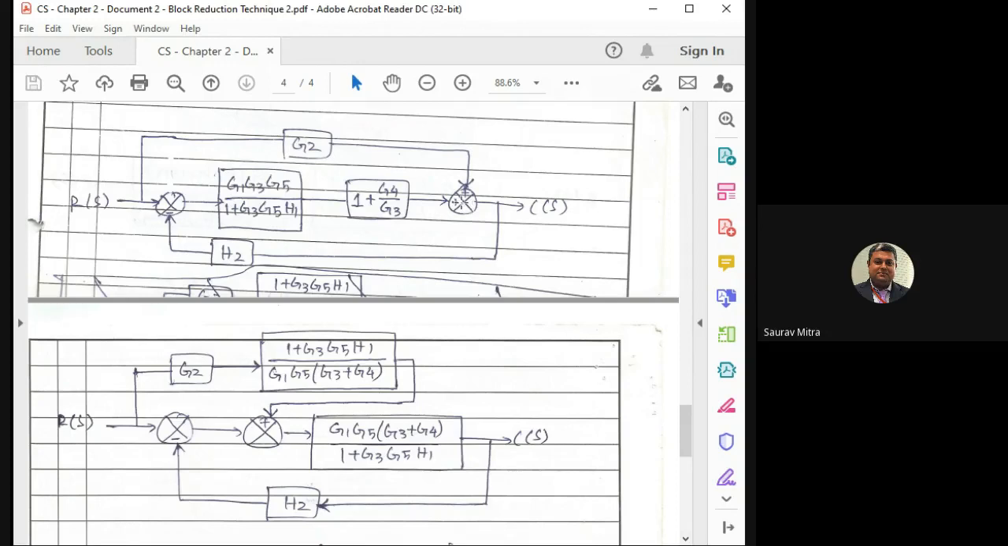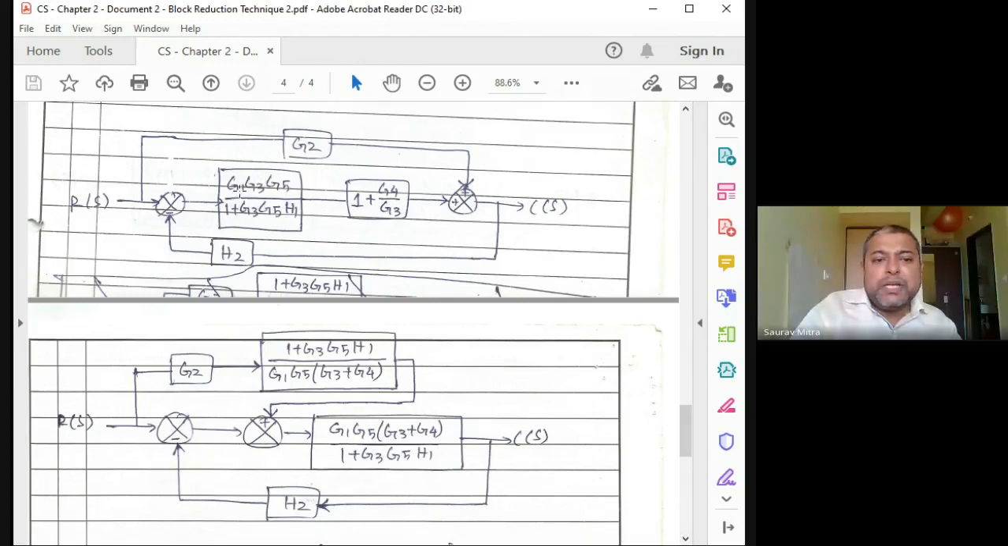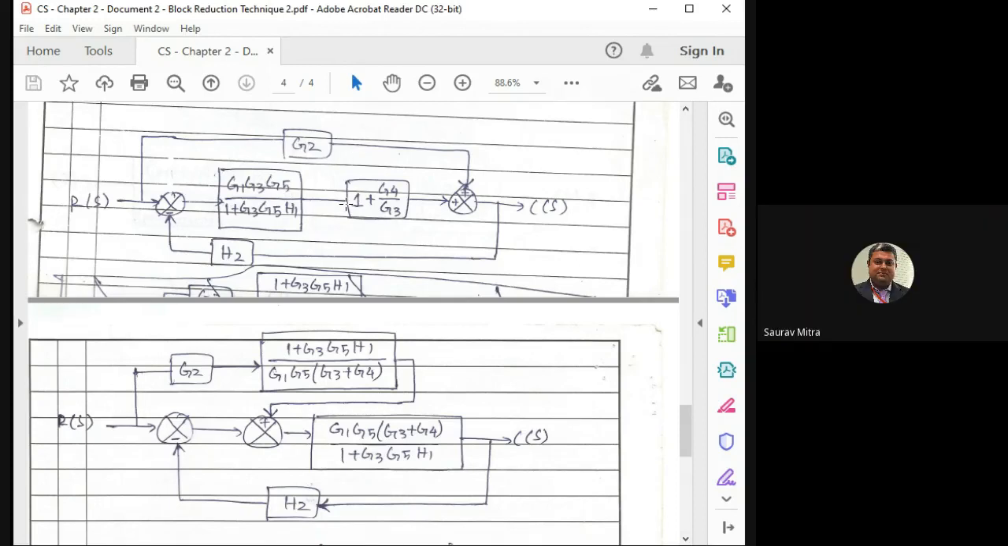That is, I'm shifting this summing point before this single gain block, though it is looking double, but actually it is single, and the value of it is G1 into G5 multiplied by G3 plus G4, that is the numerator, divided by 1 plus G3 G5 H1. So this is the value. Okay, now there is a single gain block, and whenever you are shifting this summing point 2 before this single gain block, actually you have to divide this G2 by this forward gain. That means just flip it. So 1 plus G3 G5 H1 divided by G1 G5 into G3 plus G4, like this.